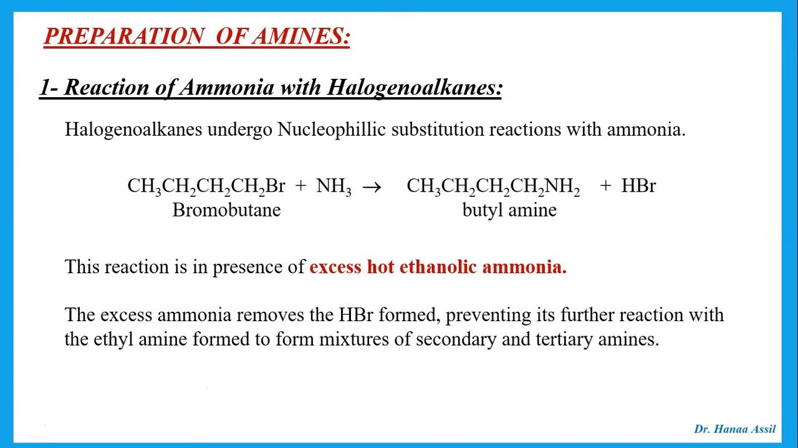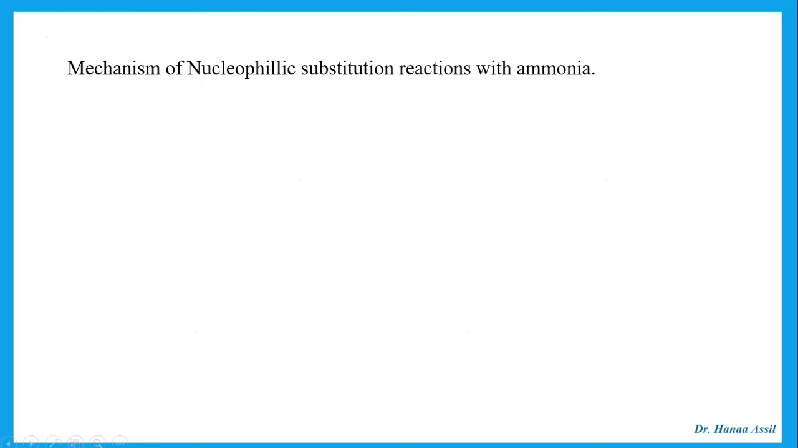So how do we prepare amines? One method is by reaction of ammonia with halogenoalkanes. This is a nucleophilic substitution reaction in which the NH2 replaces the halogen to form the amine. This is in the presence of excess hot ethanolic ammonia, or hot ammonia in ethanol. The excess ammonia is used to remove the HBr as it is formed to prevent any further reaction.